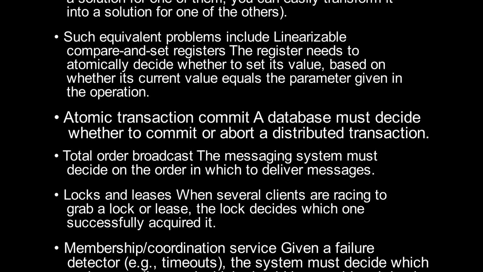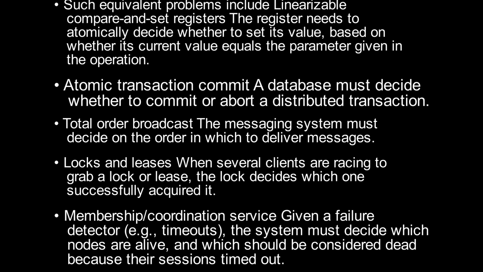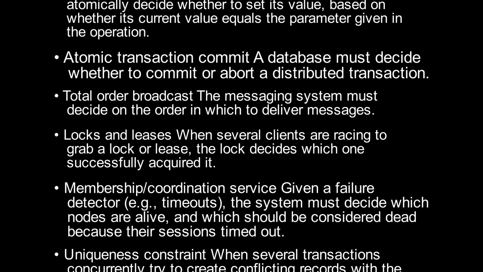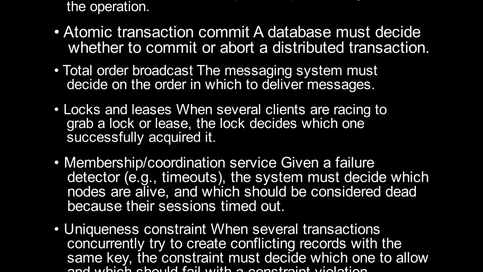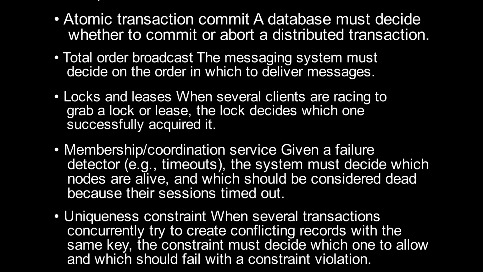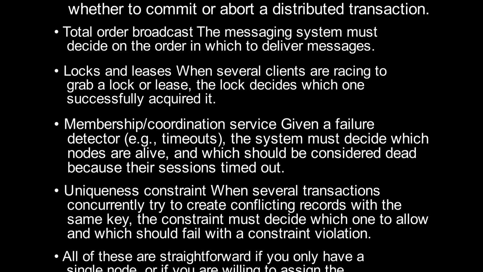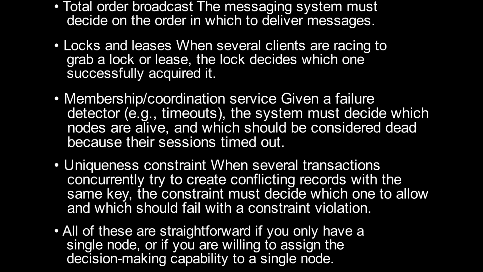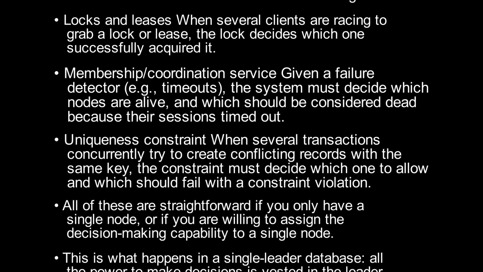Locks and leases: when several clients are racing to grab a lock or lease, the lock decides which one successfully acquired it. Membership and coordination service: given a failure detector, for example timeouts, the system must decide which nodes are alive and which should be considered dead because their sessions timed out. Uniqueness constraint: when several transactions concurrently try to create conflicting records with the same key, the constraint must decide which one to allow and which should fail with a constraint violation.